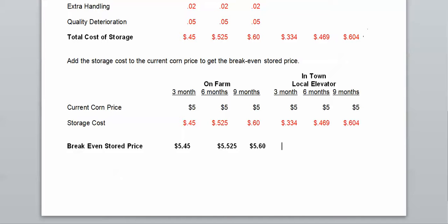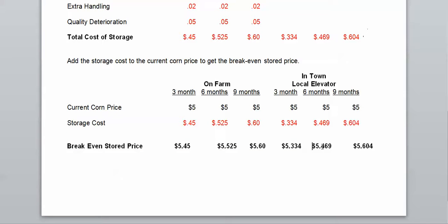$5.60. In town for 3 months, $5.334. In town for 6 months, $5.469. In town for 9 months, $5.604.